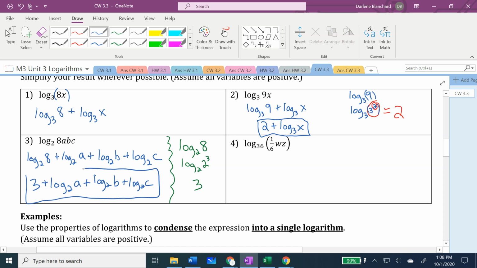Know that the bases of your logarithms must always be positive numbers and never the number 1. All right, moving on to number 4. I am going to take 3 things multiplying and separate them into 3 logarithms that are adding.